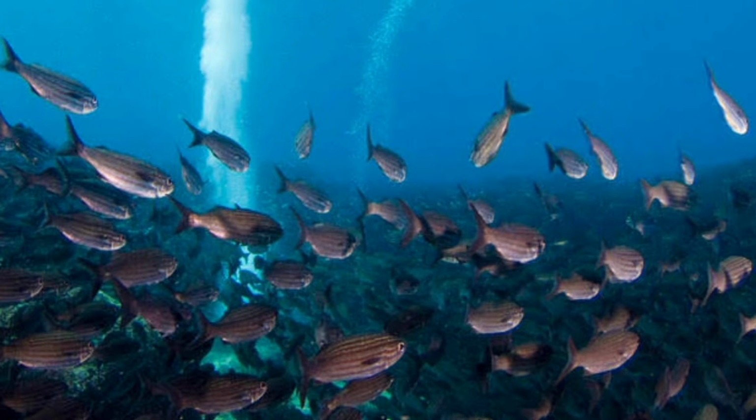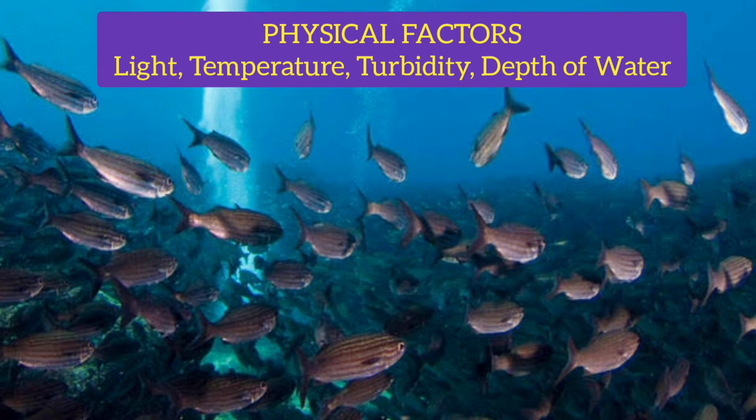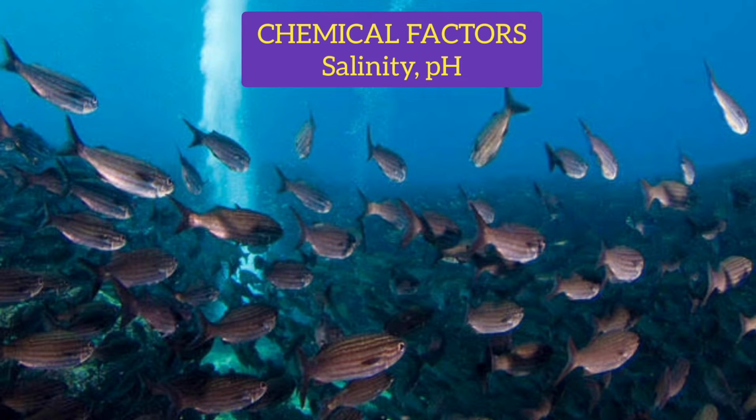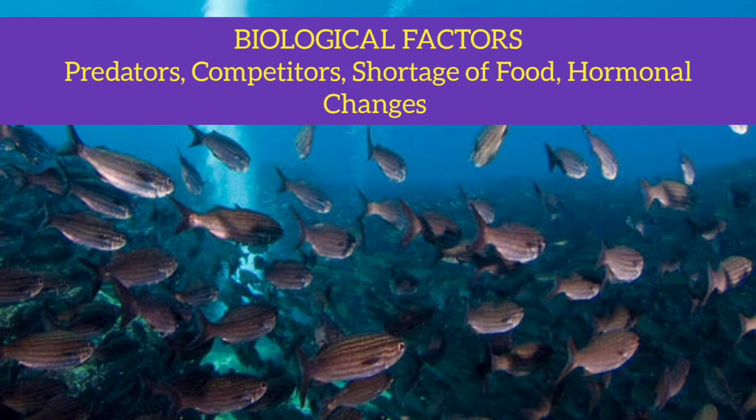Factors affecting fish migration. Physical factors include light, temperature, turbidity, depth of water, etc. Chemical factors include salinity, pH value, etc. Biological factors include predators, competitors, shortage of food, hormonal changes, etc.